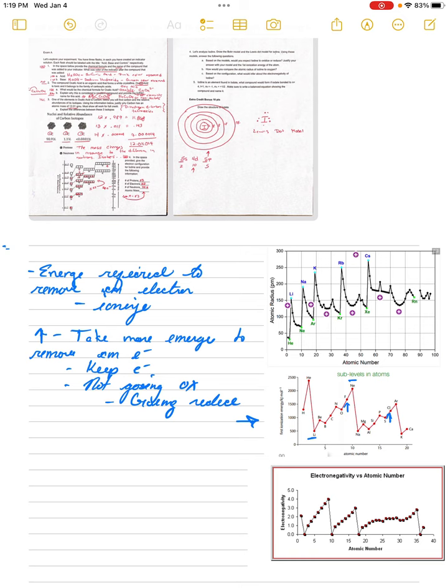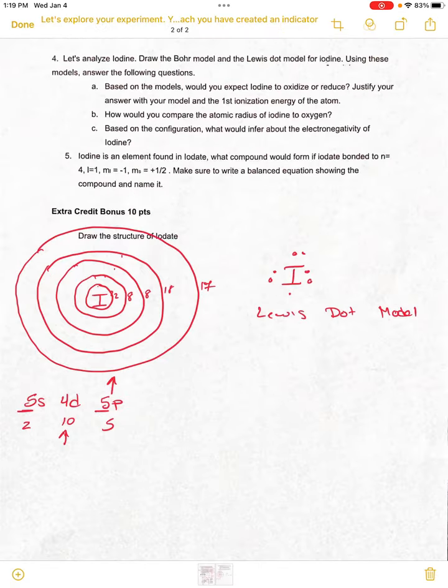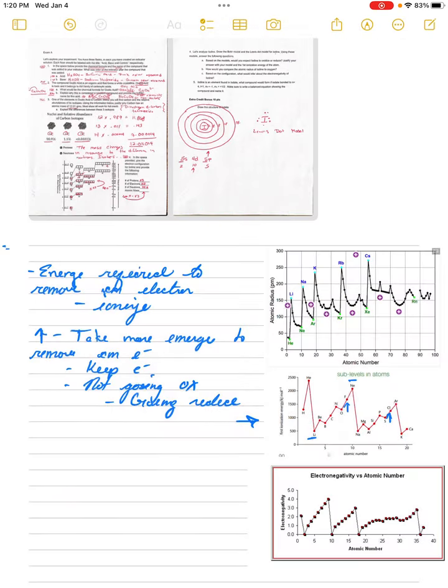Iodine will reduce. Now, it also says here with your model, so you justified it with your model and your first ionization energy. Looking at your model, you can see that it already has 7 valence electrons. On the Lewis dot model, you can see that it has 7 valence electrons. So if it wants to get to a full shell, it's going to be easier to pick up 1 electron than to drop 7, right? So using the model and the first ionization energy, that explanation would have got you 100% on that question, okay?